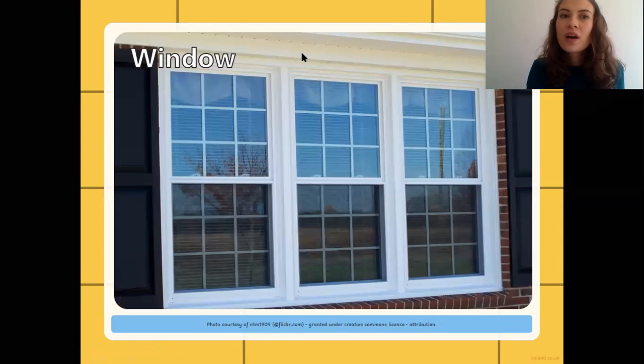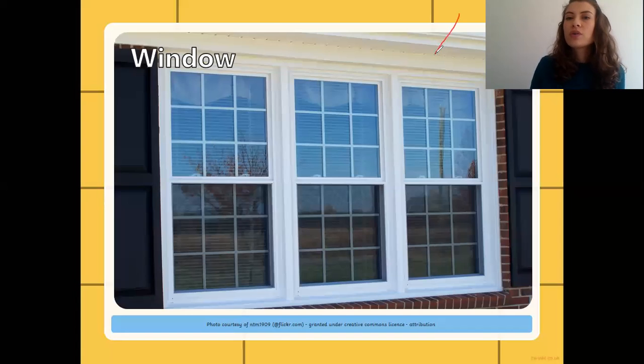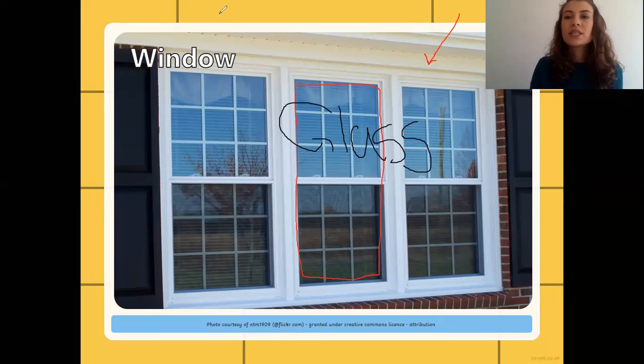And this. What is this part of the house? This is the window. Great job. And the window is made of what type of material? Great. So it's made of glass. Great job. So the window is made of glass.